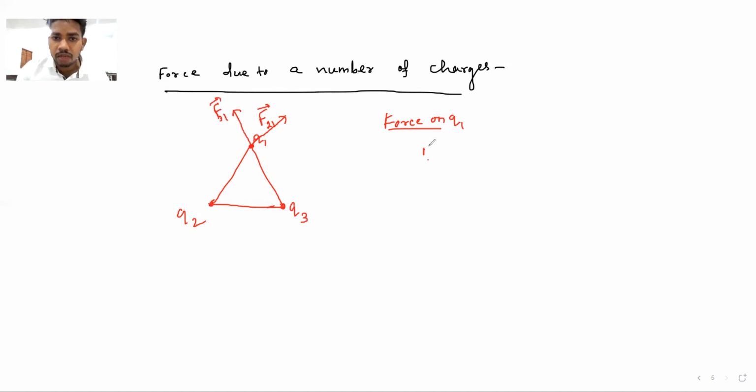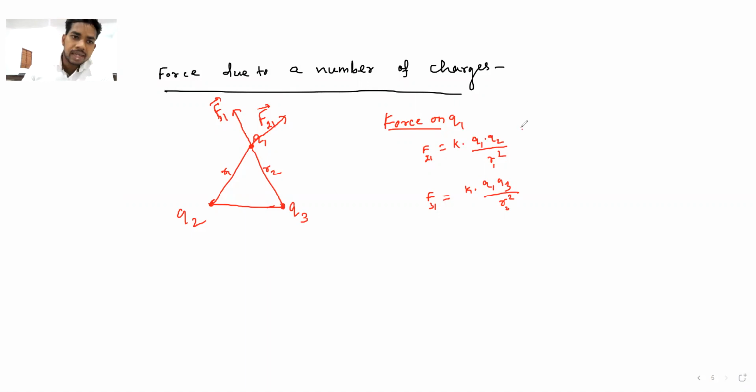And the F21 formula you know is K Q1 Q2 by distance square. This distance will be given in the question, and this distance will also be given. R1 square, and F31 equal to K Q1 Q3 by R2 square. I am saying an example. If charges are given, we will do another example for this. So it is for your understanding.